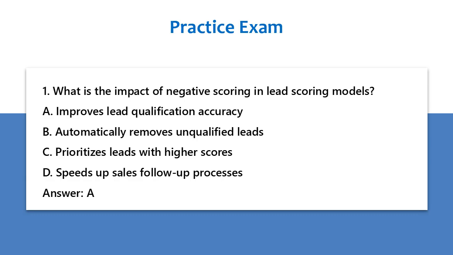1. What is the impact of negative scoring in lead scoring models? A. Improves lead qualification accuracy. B. Automatically removes unqualified leads. C. Prioritizes leads with higher scores. D. Speeds up sales follow-up processes. Answer: A.